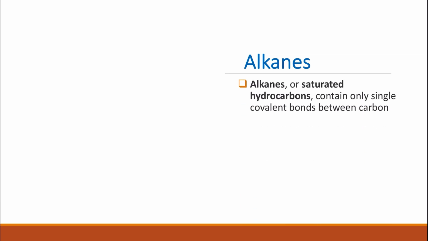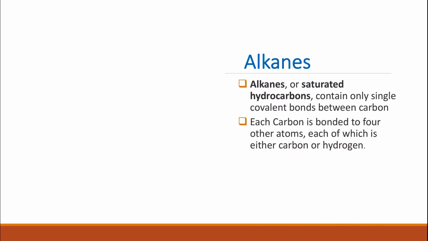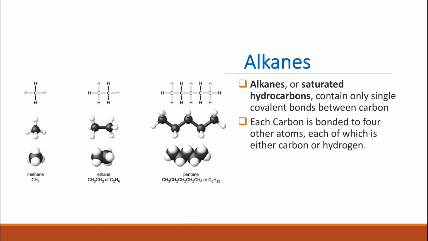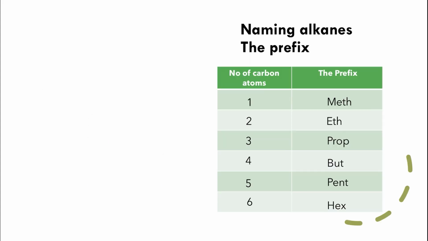They only contain single covalent bonds between carbon atoms. Each carbon atom can form four different bonds with four different atoms. They can be either carbon or hydrogen. The general formula for alkanes is CnH2n+2. So for whatever the number of carbon atoms in the molecule, the number of hydrogen atoms will be double that number plus 2. To name alkanes, we use the prefix.